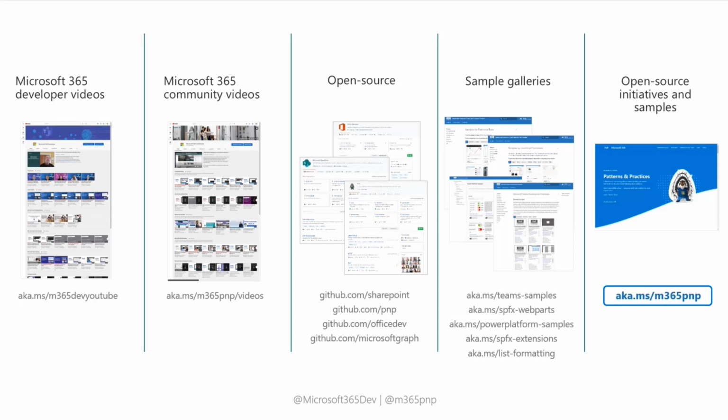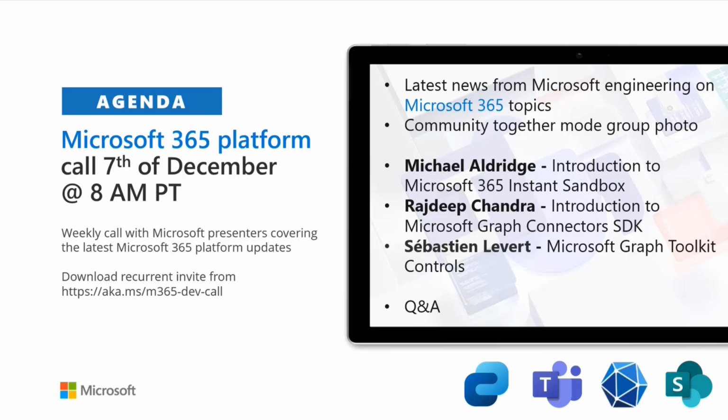And then aka.ms/m365pnp is your link for the all-up Patterns and Practices homepage. That'll give you links out to the rest of this content. So you don't have to remember all those URLs. Just remember aka.ms/m365pnp.